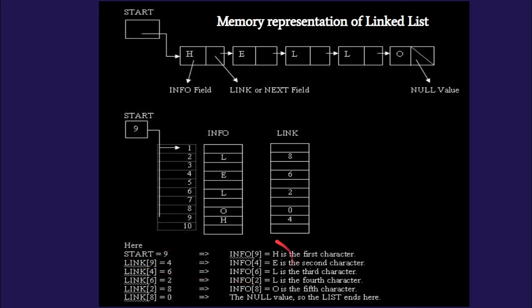Now the same is explained in this given figure. So you start with the 9, and the information of 9 is the first character, and the link of 9 is 4. Then we go to the information of 4, E is the second letter, and then the link of 4 is 6. Then go to the 6th position, L is the third character, and likewise you have to follow the pointers to get the continuous location of the letters, and finally the null value ends the list. So this is how the linked list is represented in the memory.